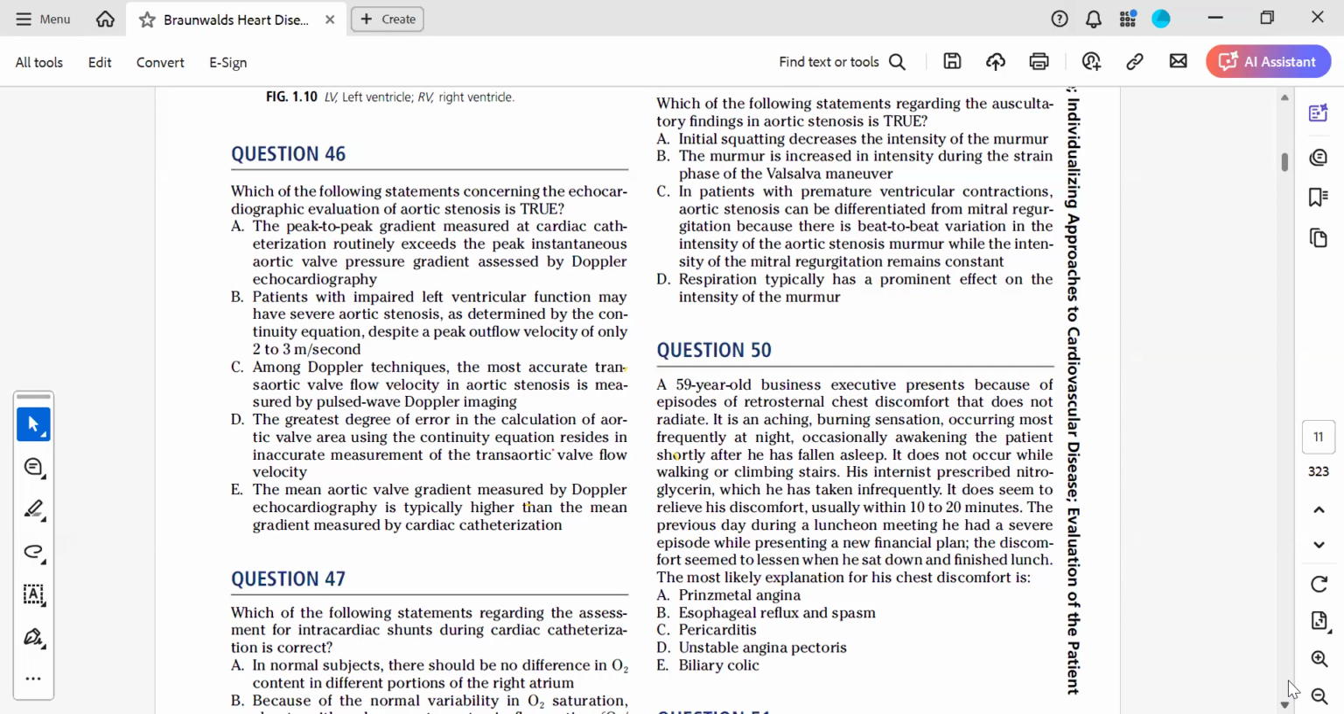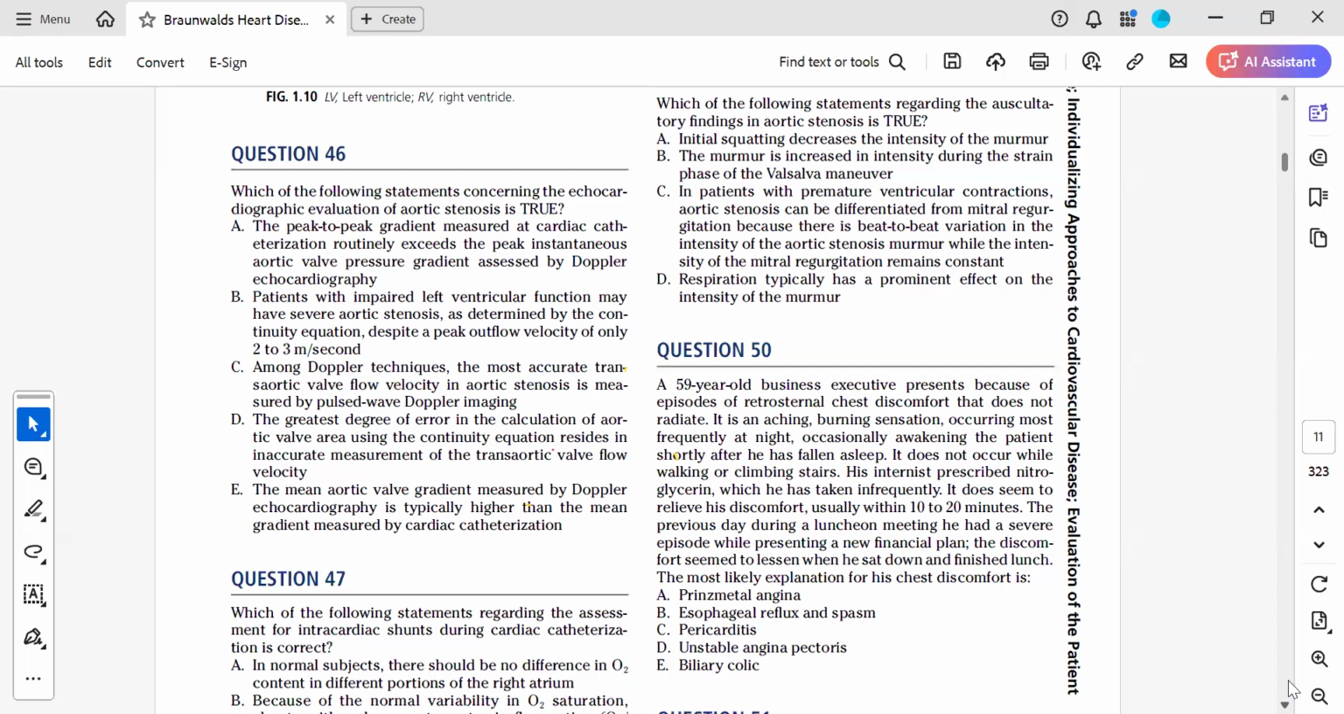The previous day during a luncheon meeting, he had a severe episode while presenting a new financial plan. The discomfort seemed to lessen when he sat down and finished lunch, so it's related to food. The most likely explanation for his chest discomfort is... The pain is worse at night, awakening the patient, especially shortly after sleep. So it's not giving us the typical picture. Prinzmetal angina usually occurs more at night, but we're not told that he has risk factors for Prinzmetal angina.